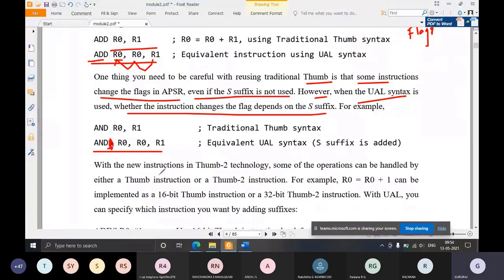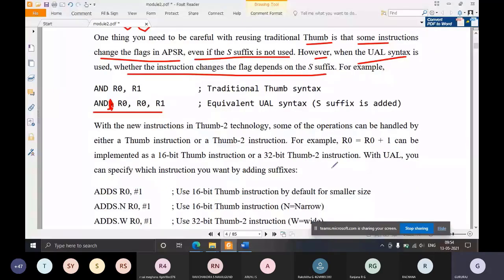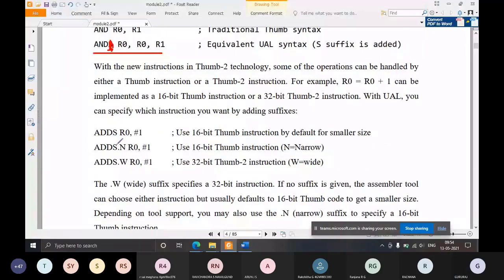That's all. So that is why, go for UAL syntax. Okay, so some other examples you can see: ADDS R0, #1. So you use a 16-bit Thumb instruction for smaller size, so that is the default. Now, as I told you, you can choose between 16-bit and 32-bit instructions.